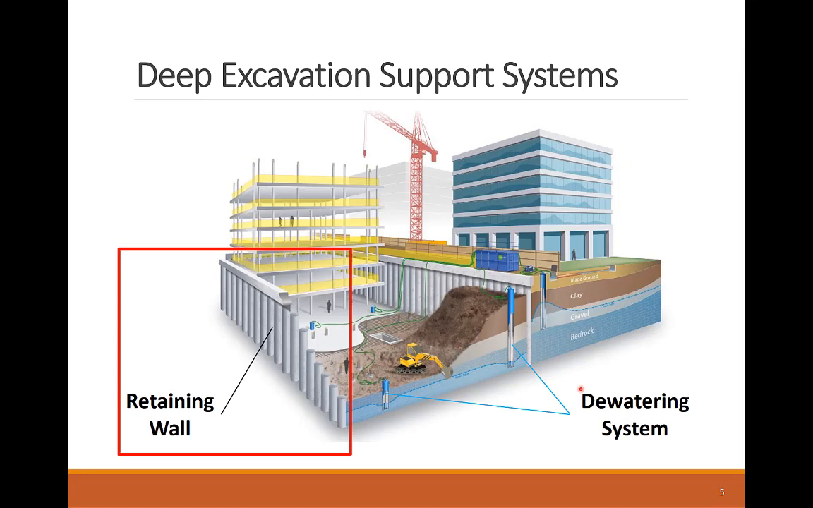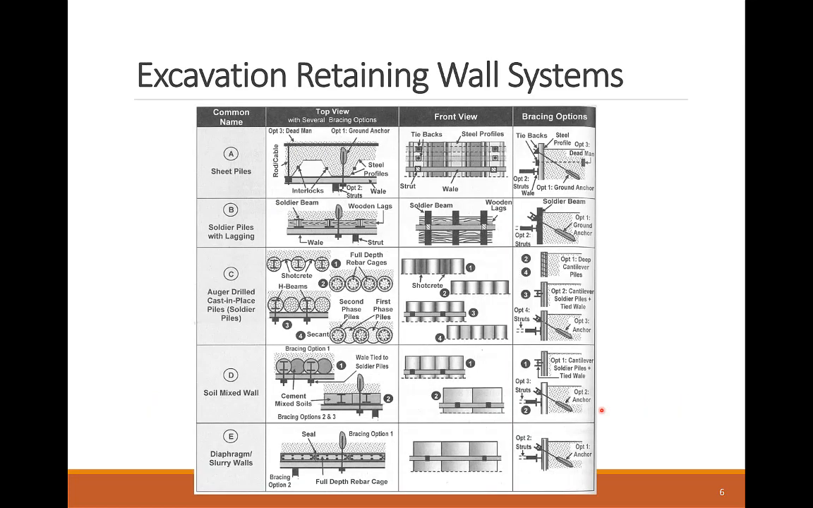We will cover two main support systems for deep excavation, retaining walls and dewatering systems. Let's start with the different systems to retain vertical earth walls. Excavation retaining wall systems can have different structural approaches and materials to resist the soil lateral load, and hybrid systems can be designed to overcome specific project requirements. We will cover here five main systems as summarized in each figure.